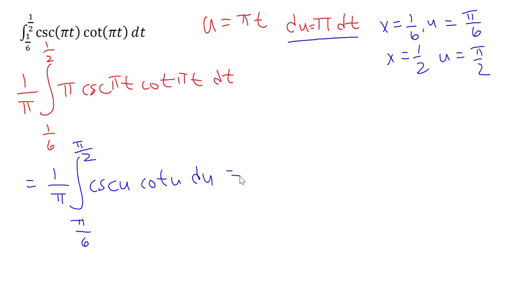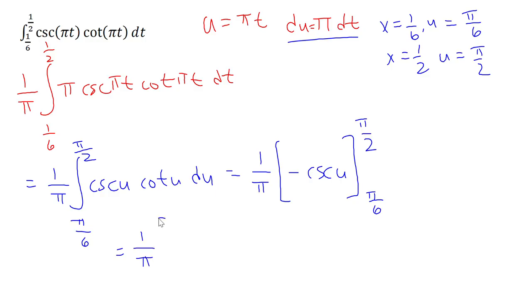So now this becomes negative 1 over pi, or we'll just put 1 over pi, times negative cosecant u from pi over 6 to pi over 2. Well, that's 1 over pi, and then we'll do negative cosecant of pi over 2. Cosecant is the reciprocal of sine, right? And sine at pi over 2 is 1, so the reciprocal of 1 is just 1. And since we have a negative there, it'll be negative 1.